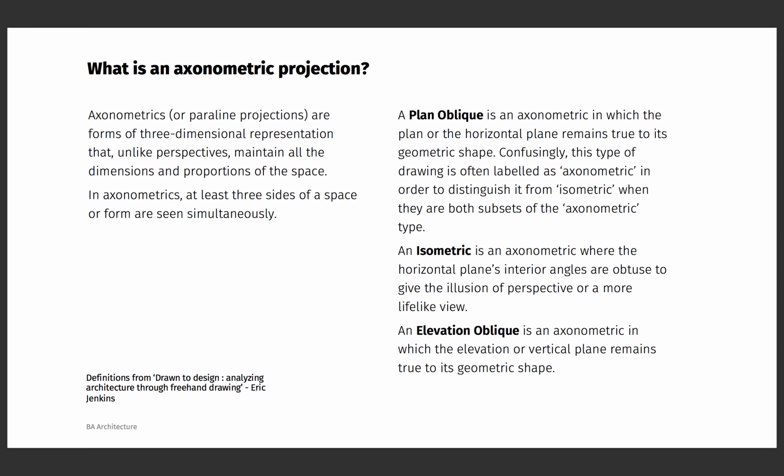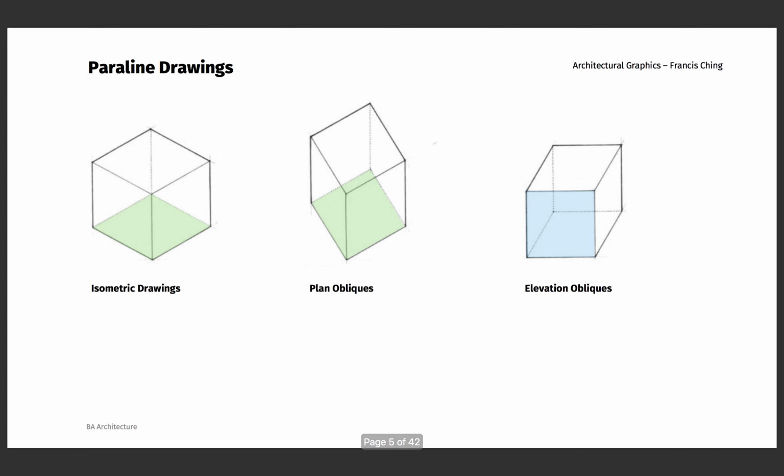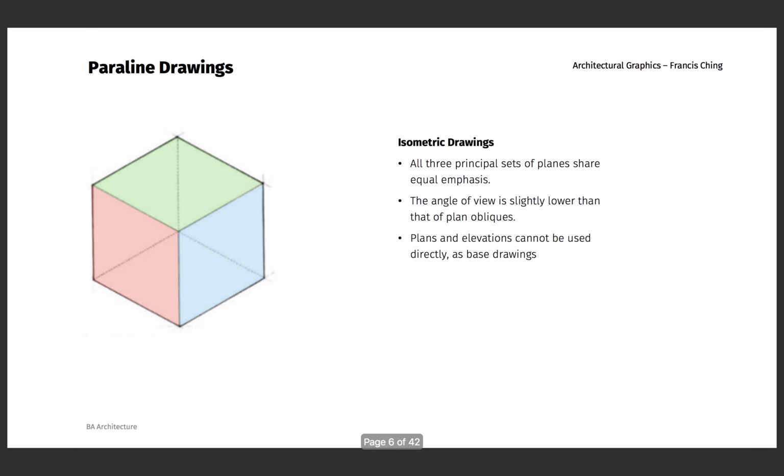And we'll look at some illustrations of that and explain how to draw it in a minute. So here are these three types represented in cube form: isometric, plan oblique, and elevation oblique. So you can see the isometric, the emphasis there, plan oblique, and you can begin to recognize, I'm sure you're probably familiar with these kinds of things already. Okay, so let's look at isometric first.